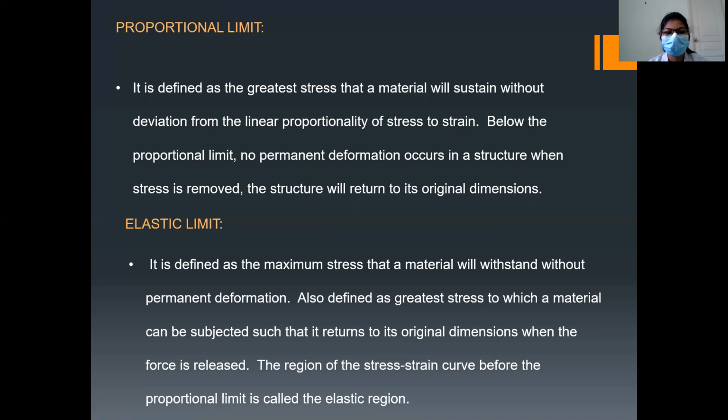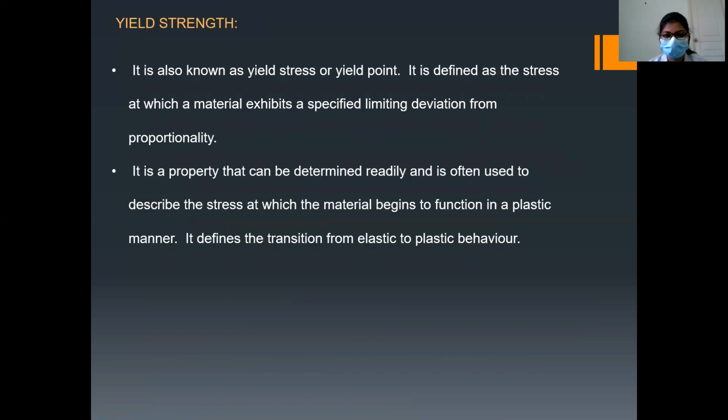Elastic limit. It is defined as the maximum stress that a material will withstand without permanent deformation. Also it is defined as the greatest stress to which a material can be subjected such that it returns to its original dimensions when the force is released. The region of stress and strain curve before the proportional limit is called the elastic region.